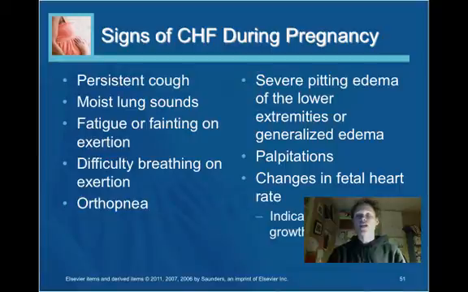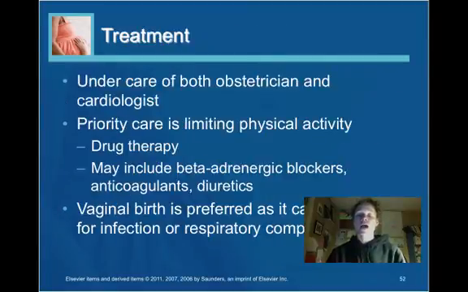Signs of CHF during pregnancy: cough, moist lung sounds, fatigue, difficulty breathing, orthopnea, edema, palpitations, and changes in the fetal heart rate. How is it treated? This patient will need to be treated both by an obstetrician and a cardiologist. The priority is limiting physical activity.